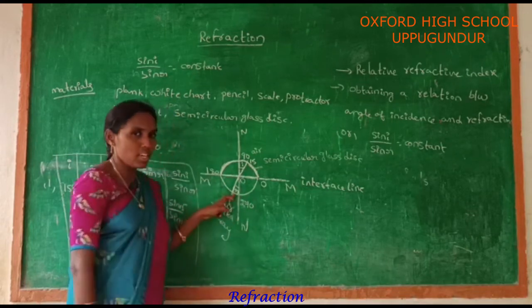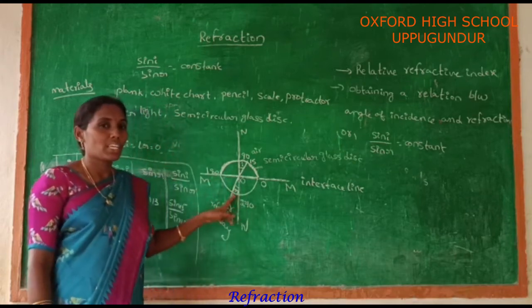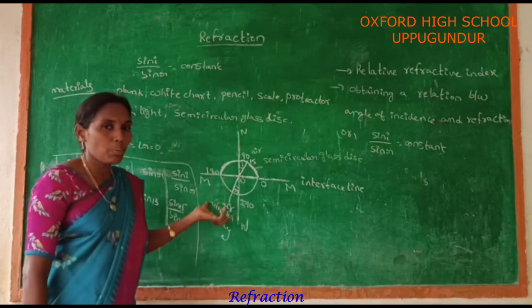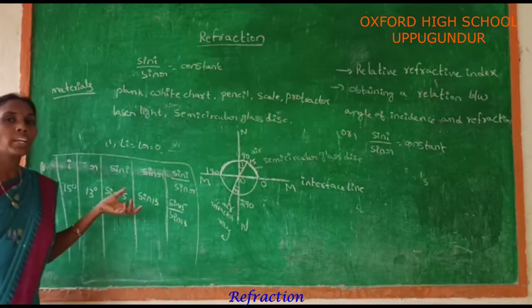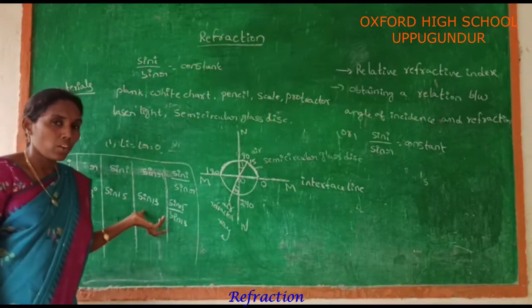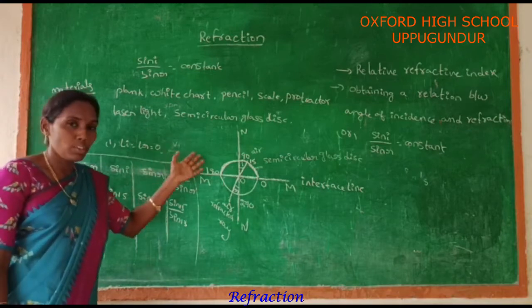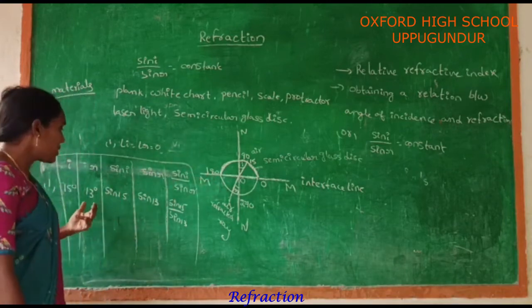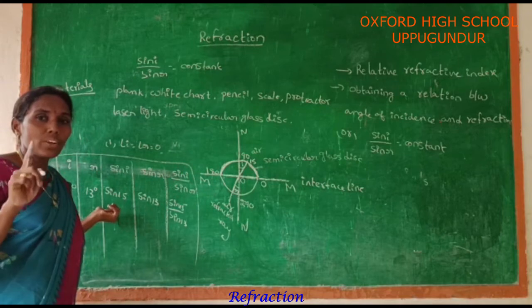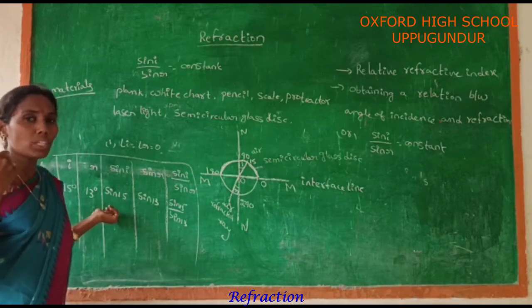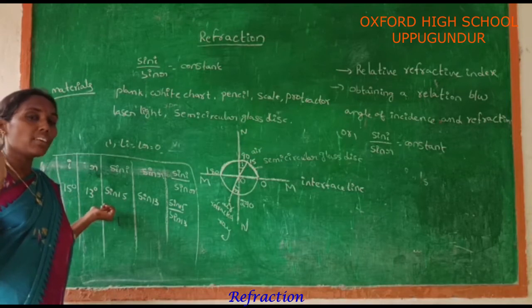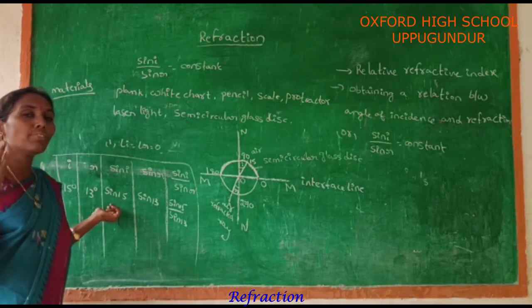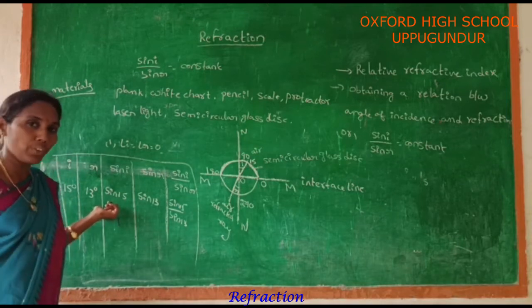This one indicates the angle of refraction. Do this experiment with different angles of incidence and find out the corresponding angle of refraction. In the first case we take 15 degrees, after that 20, after that 30, after that 40. Different angles of incidence should be taken and the corresponding angle of refraction found.